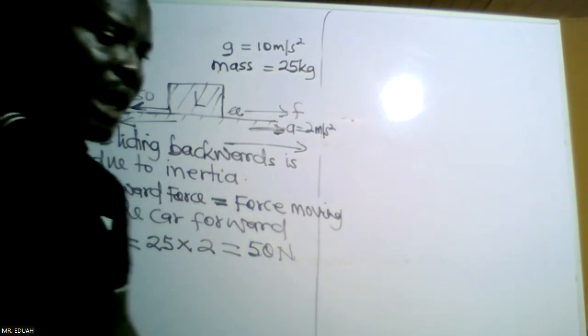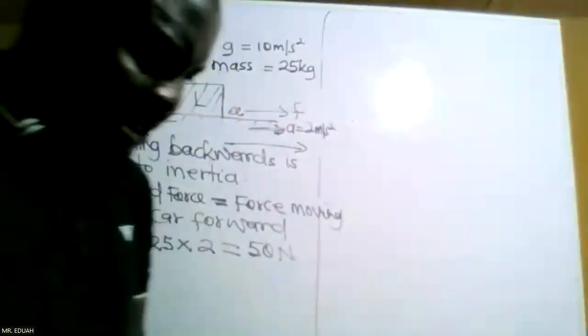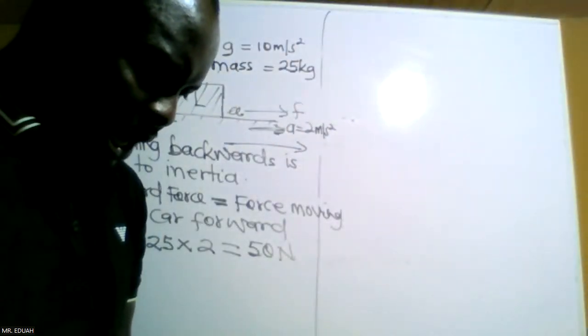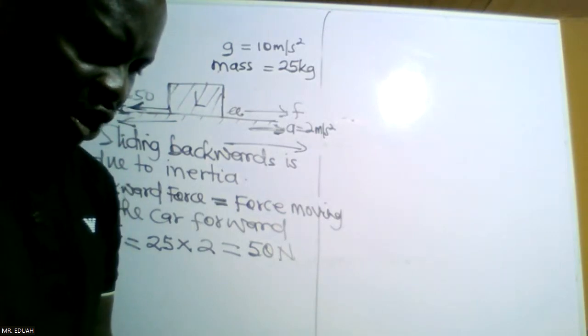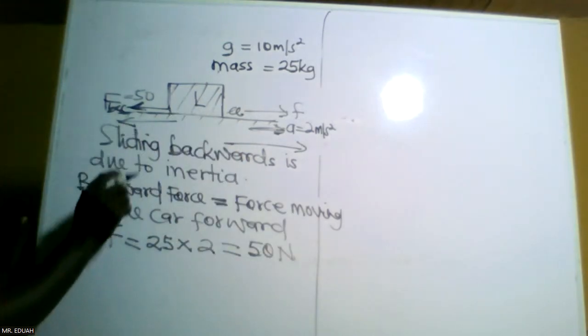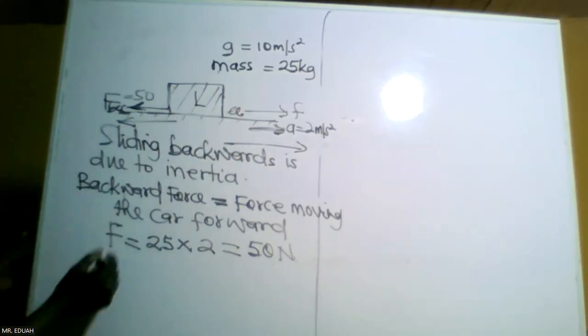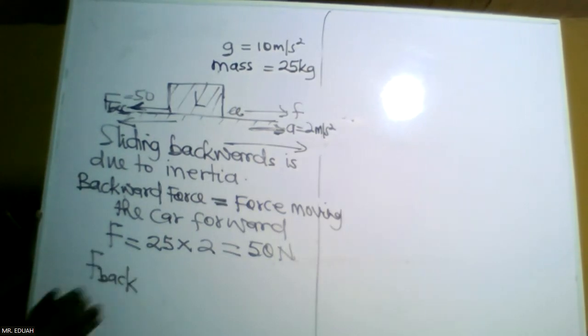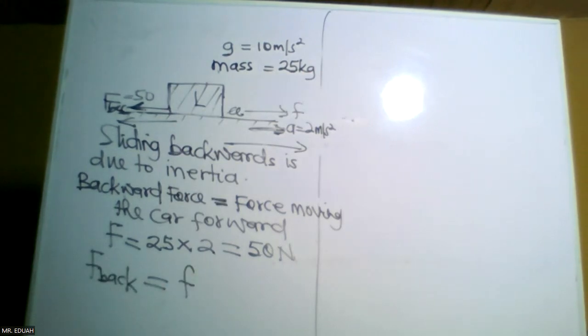Okay. Now the question says, calculate the coefficient of friction between the load and the floor of the vehicle. So it means that for the body to just slide backwards, this backward force must be equal to the frictional force. What is the backward force?